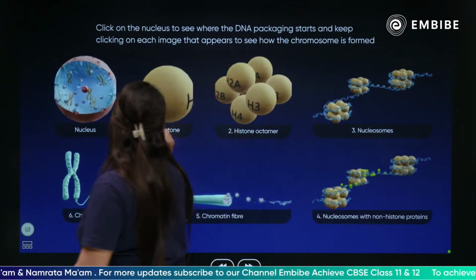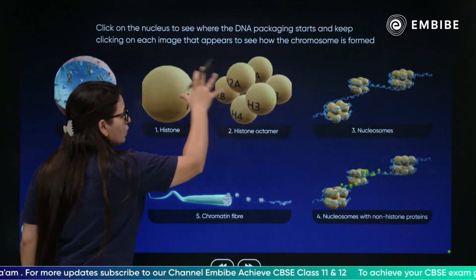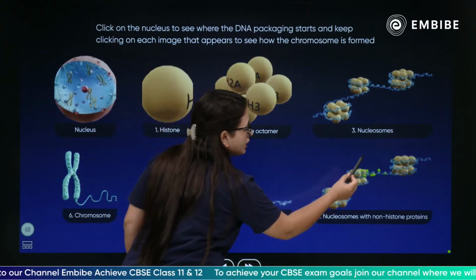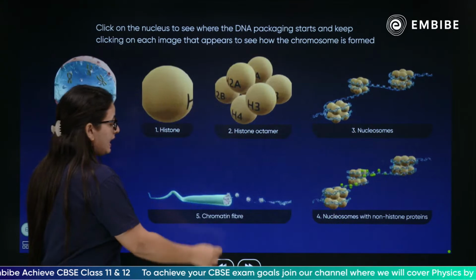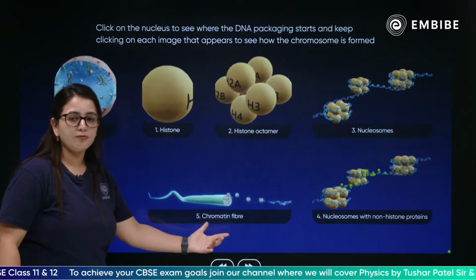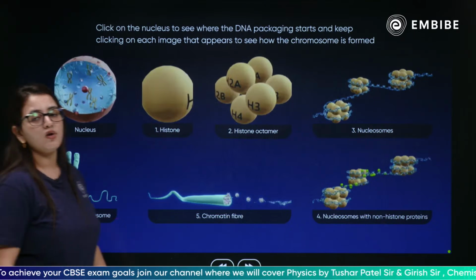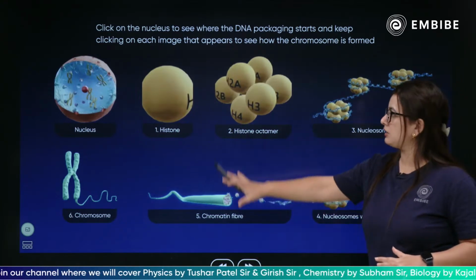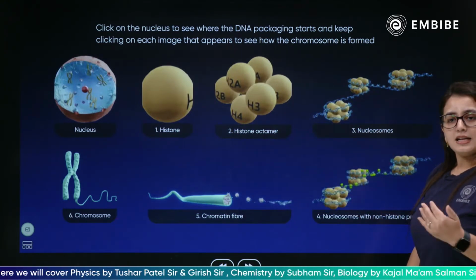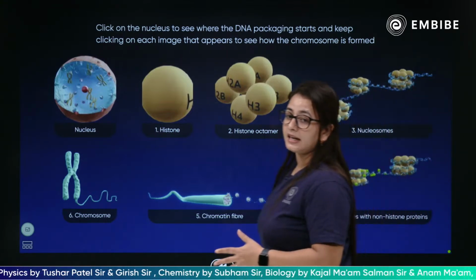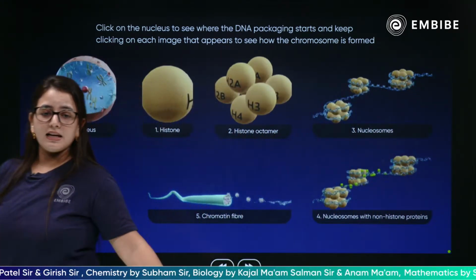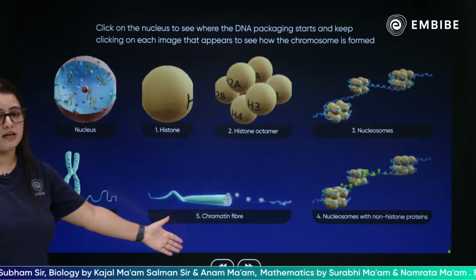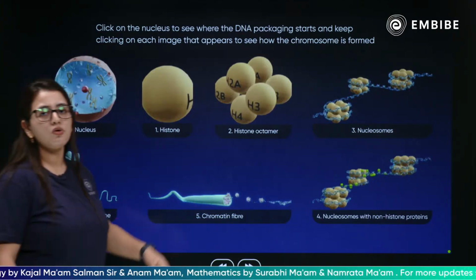There is a nucleus, there are histone proteins or a histone octamer, and this octamer will form a nucleosome. This nucleosome will have a non-histone protein also. This is how the chromatin fiber will be formed, and this is how the chromosome will be formed. So step by step the chromosome is formed. This is how the packaging is done. Let's talk about it in more detail. You can see that clearly: nucleus, histone octamer, nucleosome with non-histone protein, chromatin fiber, and this is your chromosome.